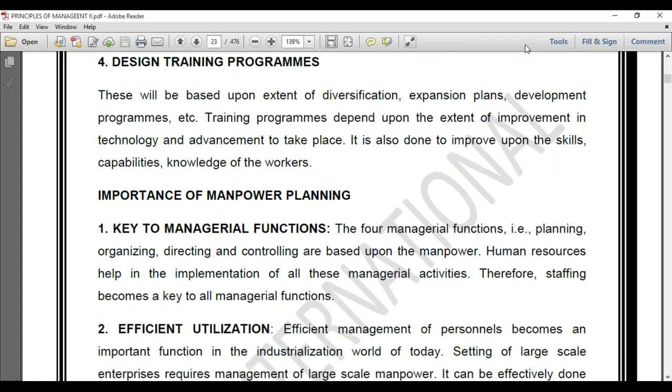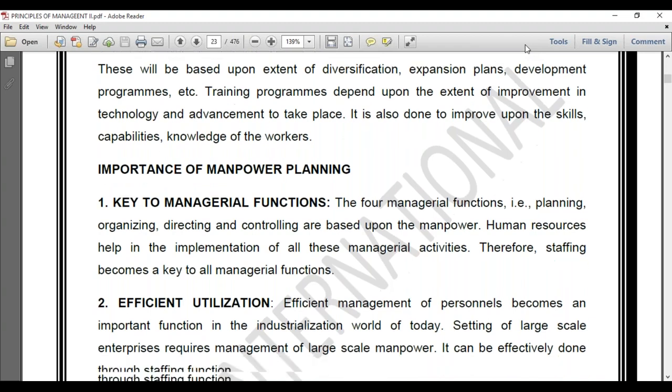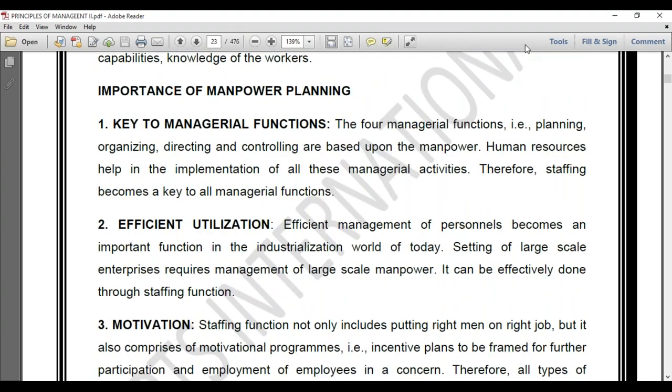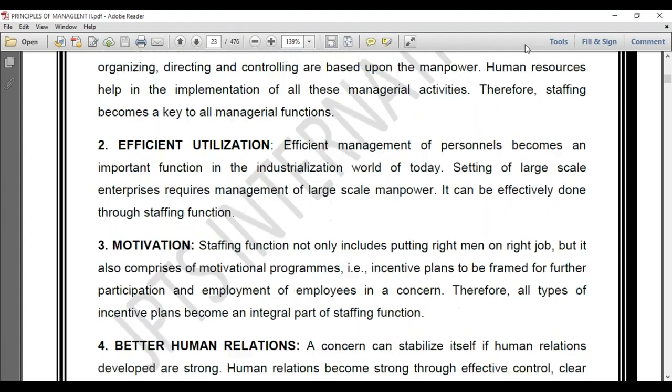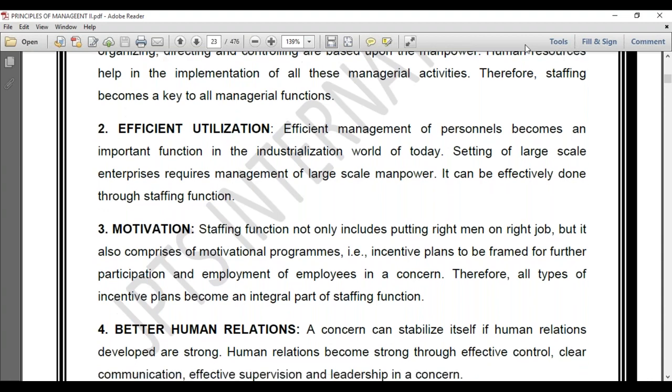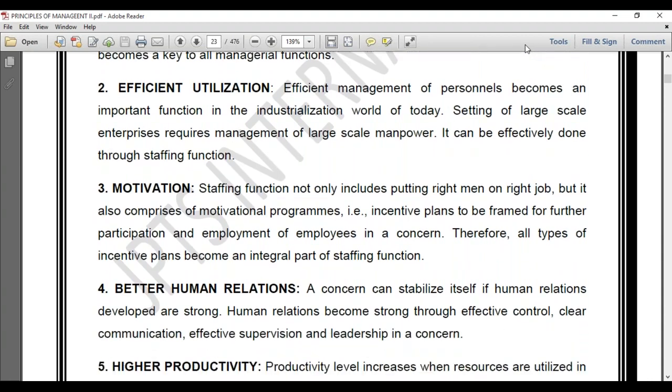So we also look at the importance of manpower planning. This manpower planning is very crucial in every organization. You look at it as key to managerial functions. It is also efficient utilization of both material and human resources. Motivation is there. Manpower planning helps in motivating the staff that are doing the job, putting the right men in the right job, and thereby motivating them, if you want to get the best out of them.